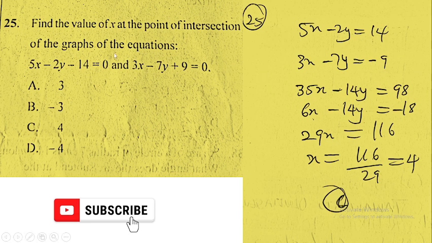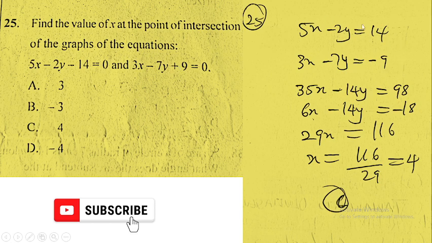So that means when we solve these two equations simultaneously, whatever we get as the values of x and y are the values we get at the point of intersection when we draw them graphically. So you can solve these two equations simultaneously to get the value of x at the point of intersection. So that's what you're having here. We have 5x minus 2y equals 14, 3x minus 7y equals minus 9.